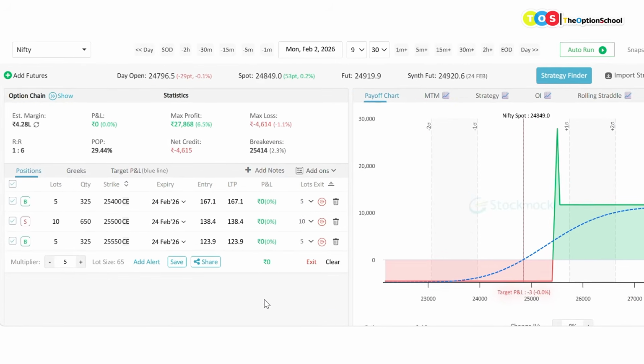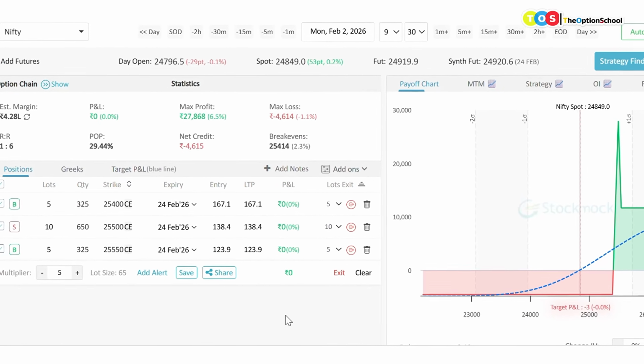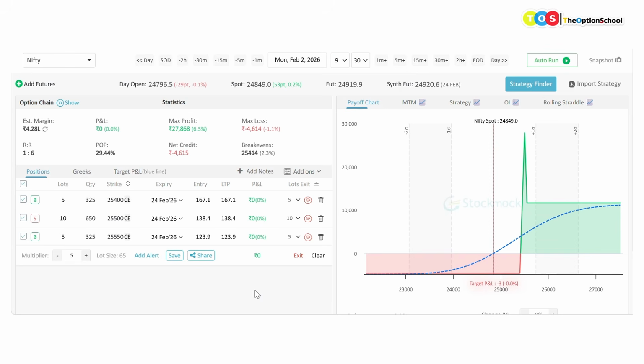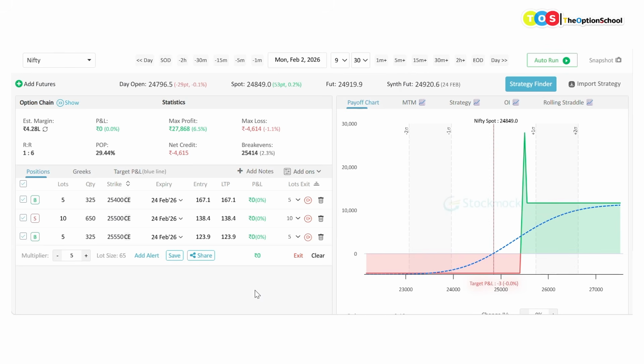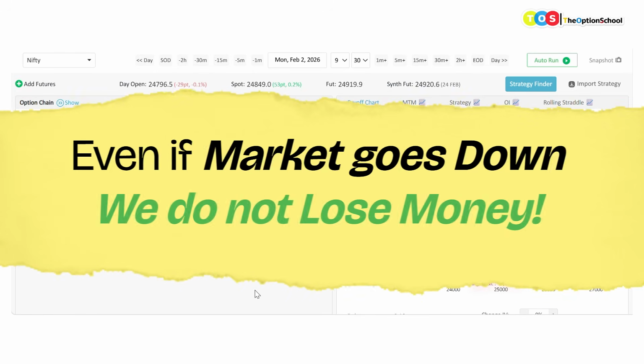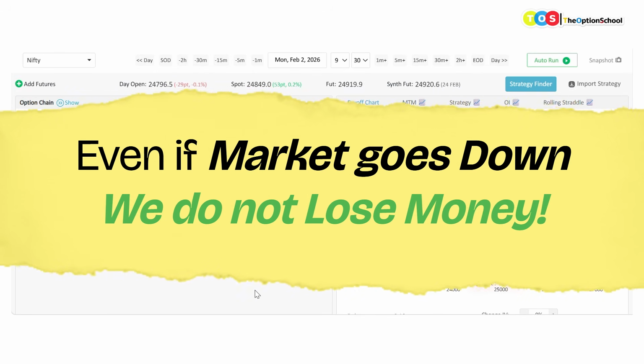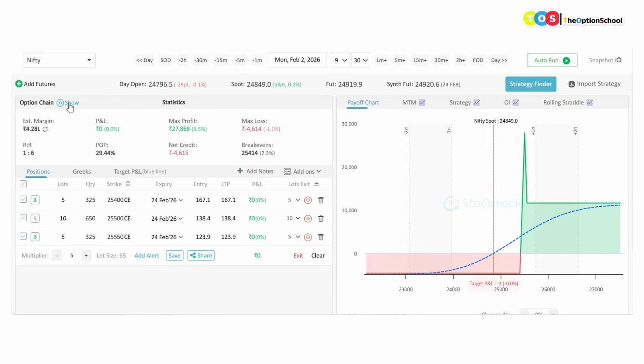I have purchased 5 lots, I have sold 10 lots, and I have again purchased 5 lots. Now, as I said, this is a standard strategy. Now, I need to modify this strategy in such a way that even if the market goes down a bit, I am not going to lose this 4,600 rupees, right? So I need to cover only this 4,600 rupees.